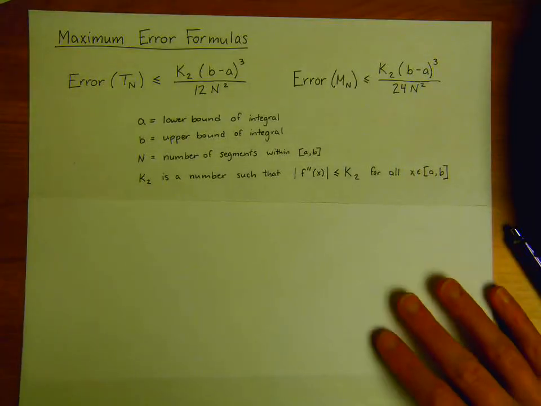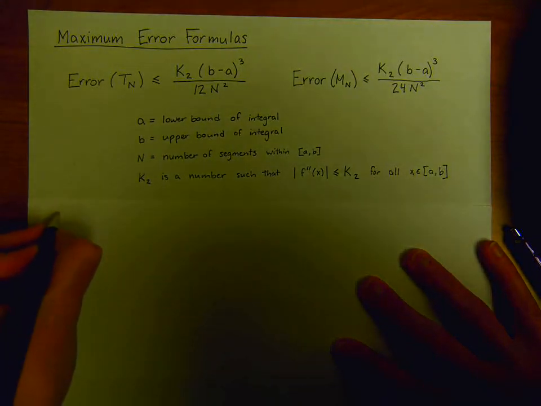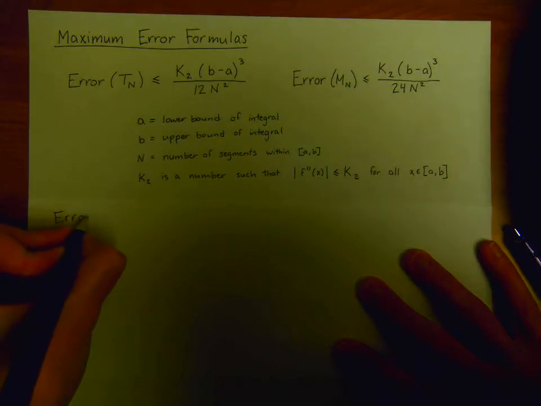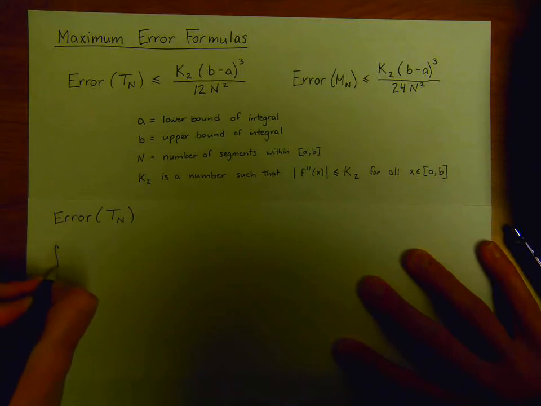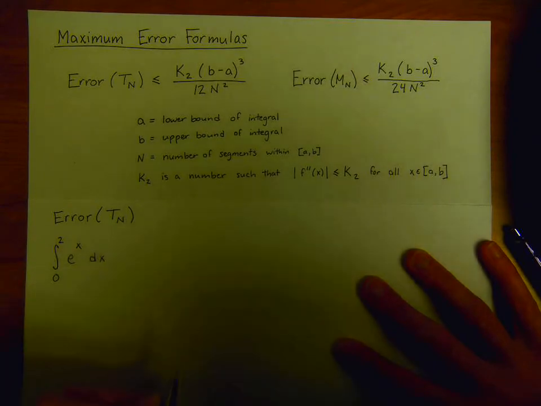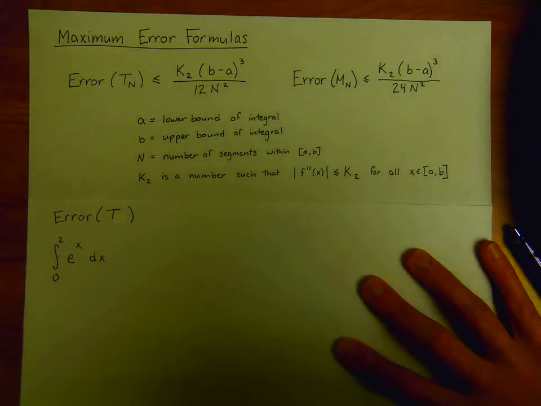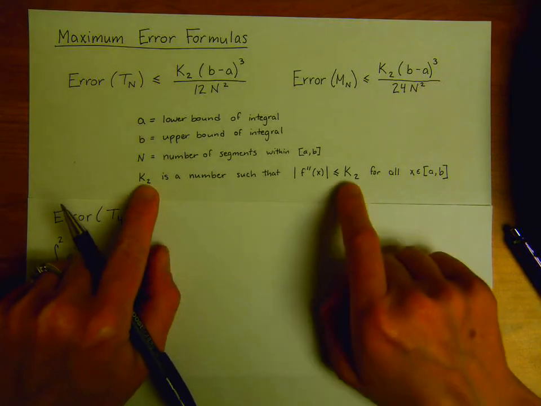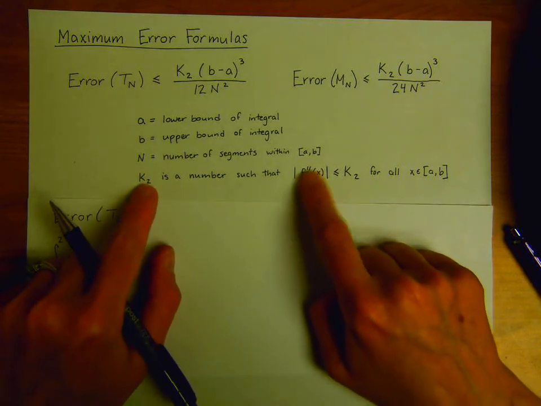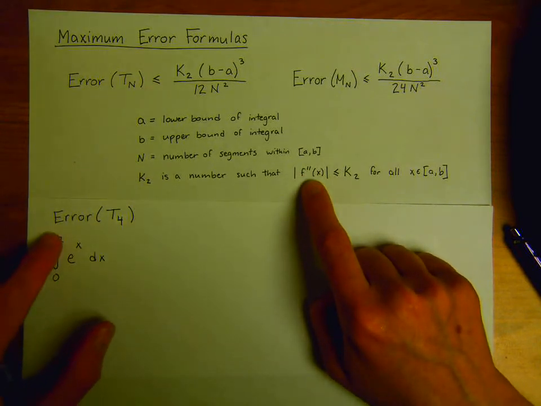So let's go back to the function that we were looking at before. Let's consider the error of our trapezoid rule when we were looking at the integral from 0 to 2 of e to the x dx. In this case, I guess we did it for T4. So K2, the 2 comes from the fact that it's a second derivative. We want to find a bound for how much concavity we have within this interval from 0 to 2.